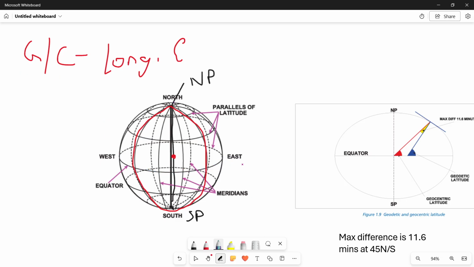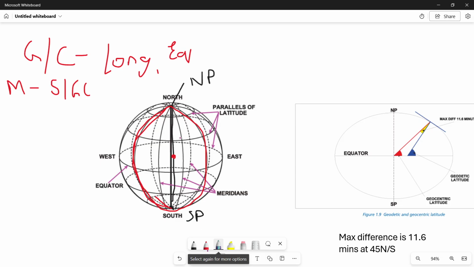Let's go ahead then. Next are meridians. Okay, what are meridians? Meridians are semi-great circles. It means, what are great circles? They have the same center and radius as Earth itself. Meridians are semi-great circles, meaning half part of a great circle. Half part of a great circle is called a meridian.